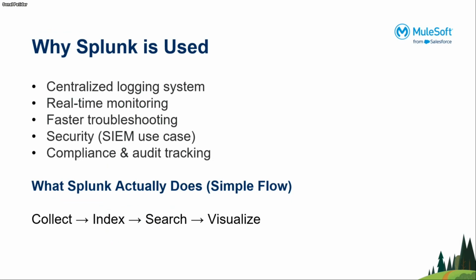We can also use Splunk for faster troubleshooting. When an issue happens, instead of manually checking logs on servers, we can directly search in Splunk. For example, if an API failed, which API failed, what was the error, and what time did it happen? This significantly reduces the debugging time.